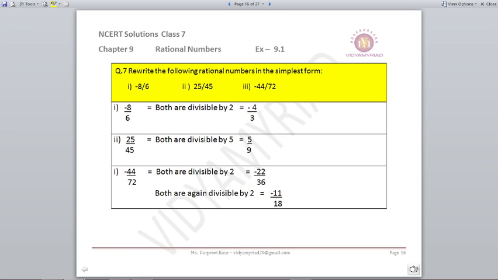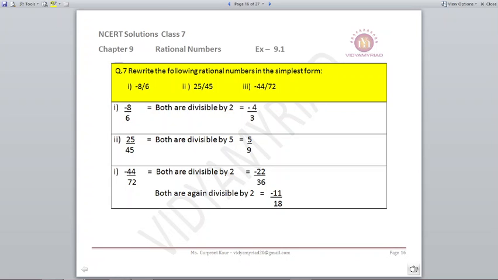Question number 7. Rewrite the following rational numbers in the simplest form. That means we will try to reduce it as far as possible. For the number 1 here, if you see, both the numerator and the denominator are even numbers, so you can start from 2. They will be divisible by 2. Okay, and you can proceed further. So minus 8 upon 6, they both are divisible by 2. So it can be minus 4 upon 3. This is the reduced or the simplest form.